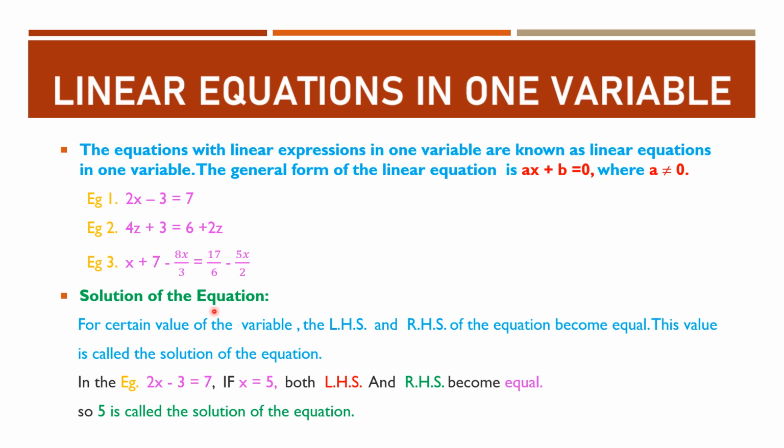Now let us see what is the solution of the equation. For a certain value of the variable, the LHS and RHS of the equation become equal. This value is called the solution of the equation. In the example, 2x minus 3 equal to 7. If x equal to 5, both LHS and RHS become equal. Let us see the left hand side. By putting the value 5 for x, it becomes 2 into 5, 10 minus 3 is equal to 7. So 5 is called the solution of the equation.